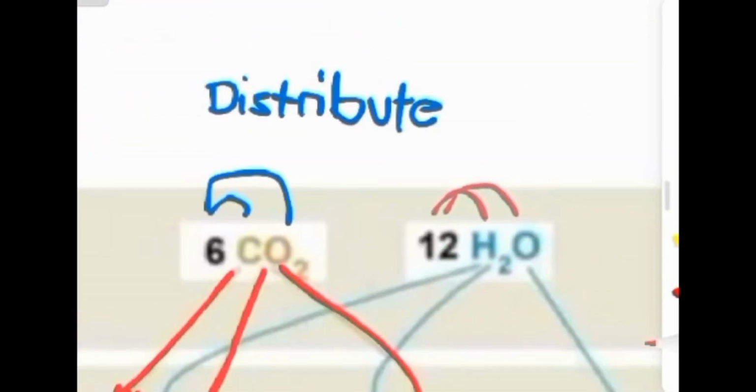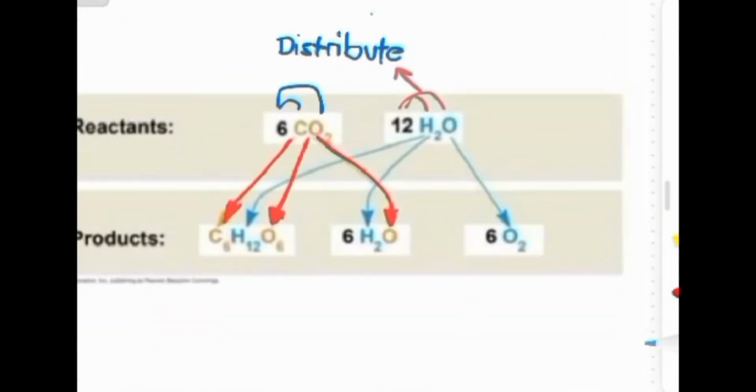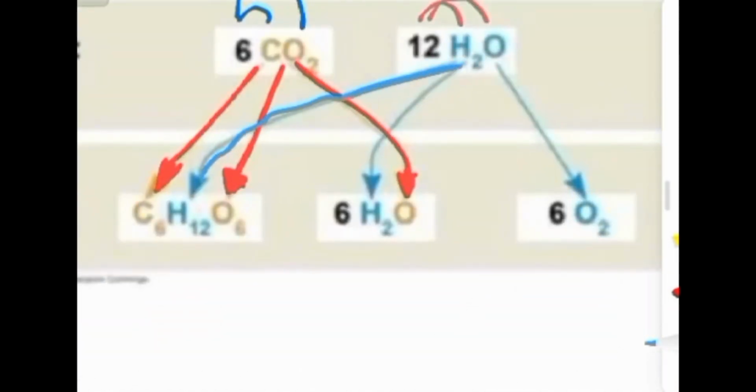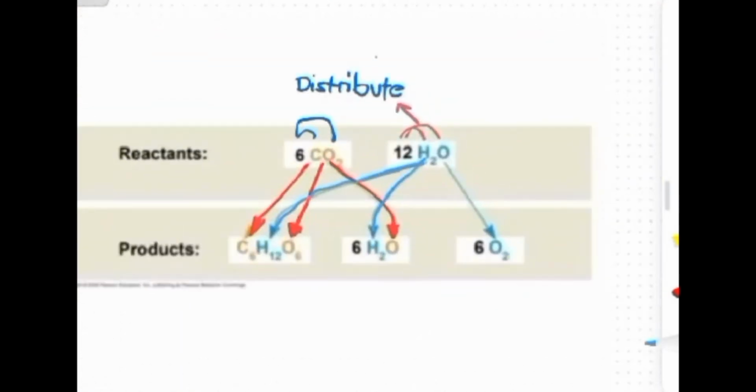Let us now move on to the second reactant, which is 12H2O. So just like the first one, we will distribute 12 to the H2O. Just like the previous one, we have 2 hydrogens. So the first hydrogen will be given to the first, that will build glycogen, and then the second will be given to the second, which will build water, and then the oxygen will go to the third one, which will be dioxide.